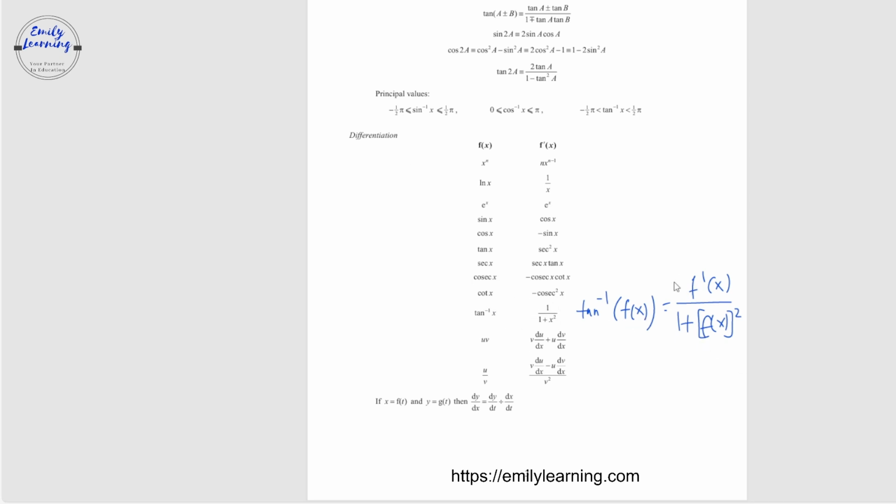Okay, so our f(x) now is 2x, right? So f prime x of 2x is 2. So when we differentiate tangent inverse 2x, we will get 2 over 1 plus 4x squared.